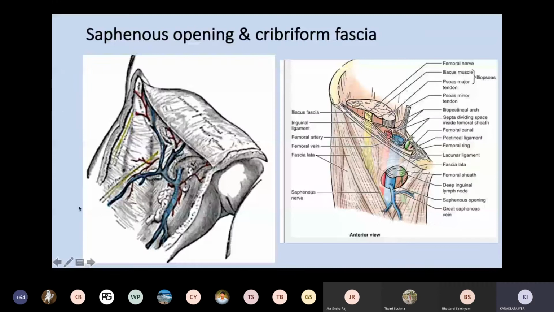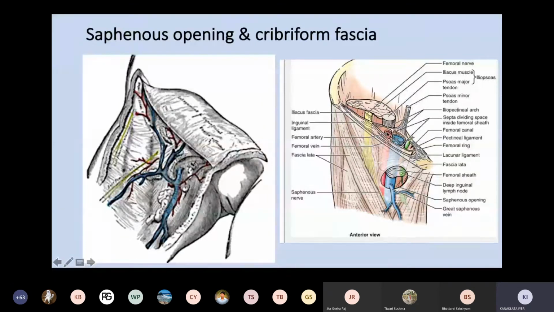Okay, some more diagrams of, this is a cribriform, this is saphenous opening and cribriform fascia. You can see here the great saphenous vein which is going through it, and some branches of femoral artery, but that is not very clear here. The next diagram on the right shows you the femoral sheath, right? Part of the sheath has been reflected, so you see the great saphenous vein, but you don't see it piercing. But of course, it has to pierce the anterior wall of the femoral sheath to open into femoral vein.